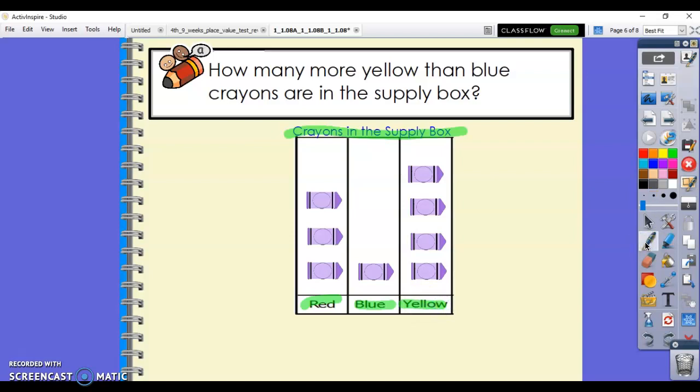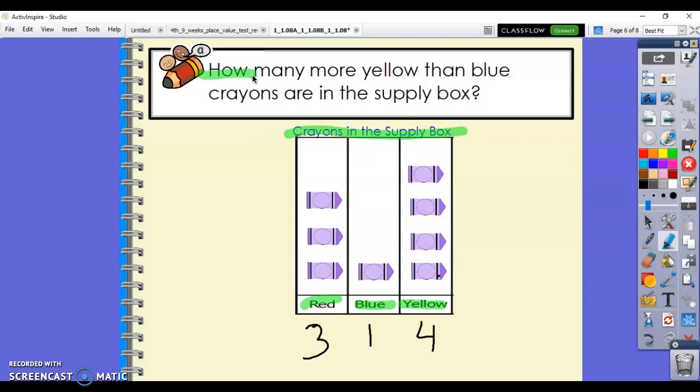Red, we have 1, 2, 3. Blue, we have 1. And yellow, we have 1, 2, 3, 4. The question it wants me to answer is up here at the top. It says, how many more yellow than blue crayons are in the supply box?